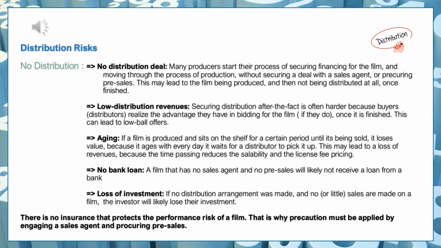So I would always say, to avoid this, make sure you have pre-sales. Make sure you sign up a sales agent who will work with you very closely in generating the distribution revenues you hopefully will receive in accordance with the sales estimates that were issued by the sales agent when you started the relationship with them. And here's the second risk.